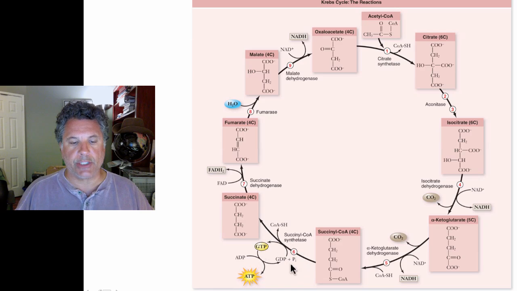So the energy for this reaction comes from the dephosphorylation of GTP to GDP plus an inorganic phosphate, and that inorganic phosphate then can be added to ADP to form our molecule of ATP, yielding succinate, a 4-carbon molecule, which is oxidized further to fumarate, and in so doing reduces FAD to FADH2. Water is added at this point to produce malate, and malate is oxidized to oxaloacetate with the reduction of NAD plus to NADH in the 9th step of the pathway.